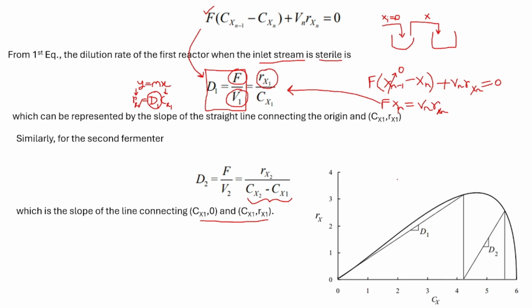Here, as you can see, is a pictorial graph. Rx1 is on the y-axis and Cx1 is shown on the x-axis, and this is the curve that you are getting. If you take the slope of this curve, it will give you the dilution rate, and if you know the flow rate, you can calculate the volume of this reactor. Similarly, for the two reactors operating in series, for the second reactor you will also get one curve, and if you calculate the slope of this curve, you will get the value of D2. From there you can calculate the volume of the second reactor.